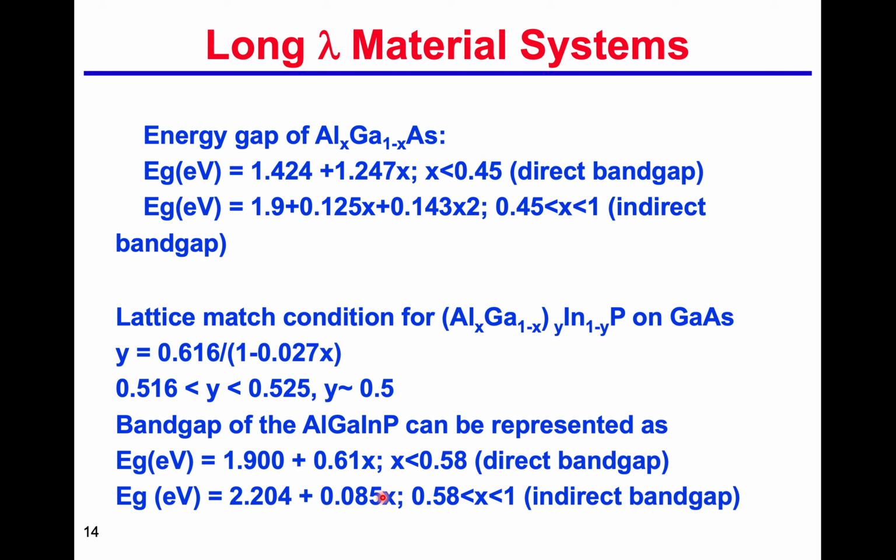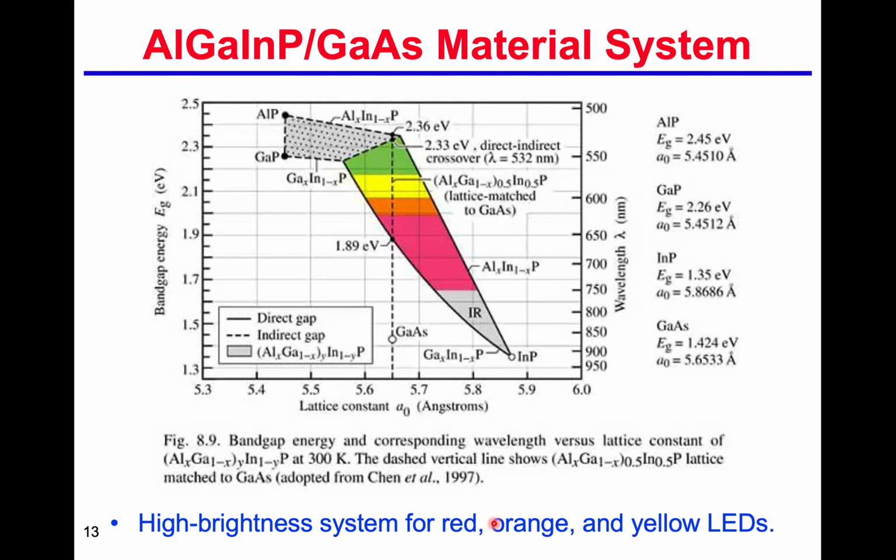But we cannot have a higher aluminum concentration. Otherwise, it will become an indirect band gap. Okay, so as we can see here, if we have a larger X value, then we can have a wider band gap, but there is a limit, because they will fall into the indirect band gap. So that's the meaning of how we can successfully obtain the long wavelength LEDs.